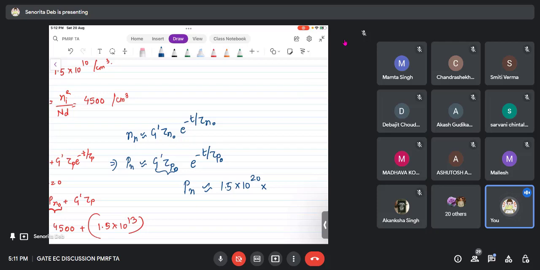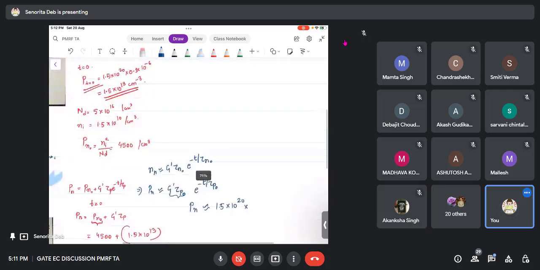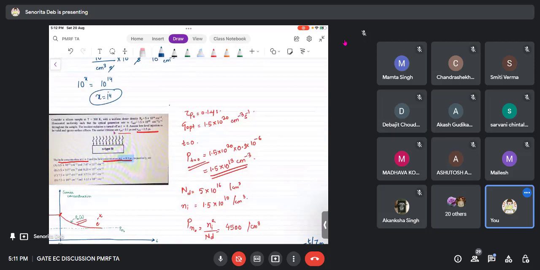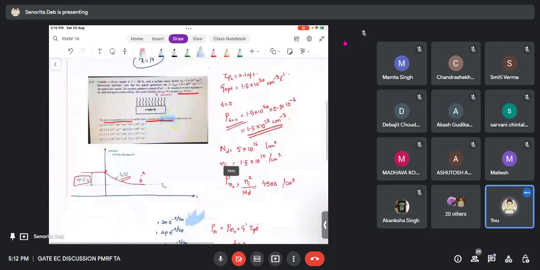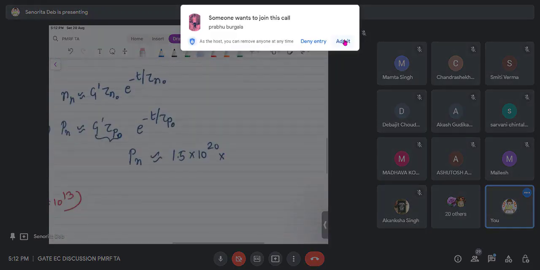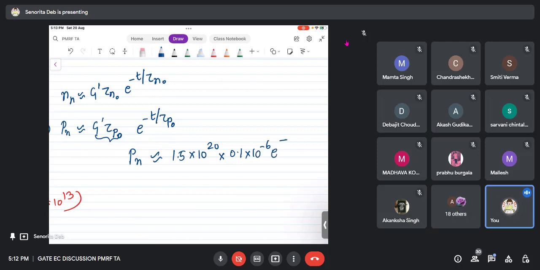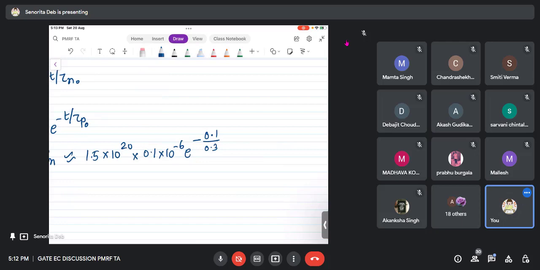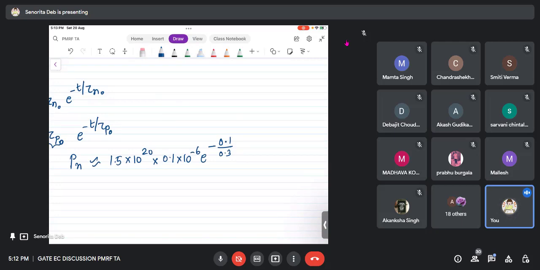So coming back to the formula, 1.5 into 10 to the power 20 into tau p naught, which is given as 0.1 microsecond, and you have to find at t equals 0.3 microsecond. So you put tau p naught as 0.1 microseconds and e to the power minus 0.3 by 0.1. Here you need not put the 10 to the power minus 6. I think the slide is a bit slow. So Pn is approximately 1.5 into 10 to the power 20 into 0.1 into 10 to the power minus 6.